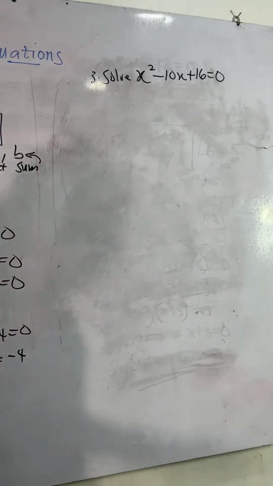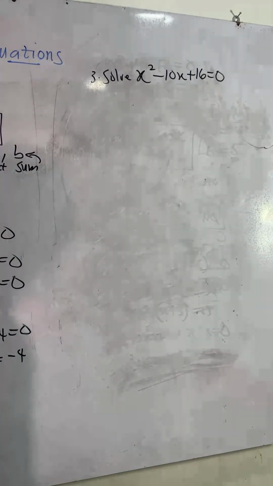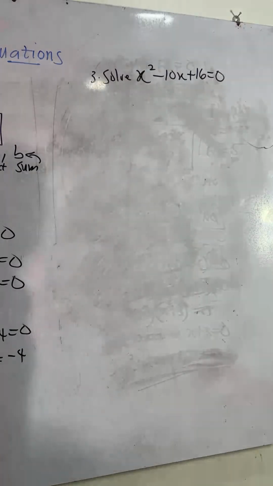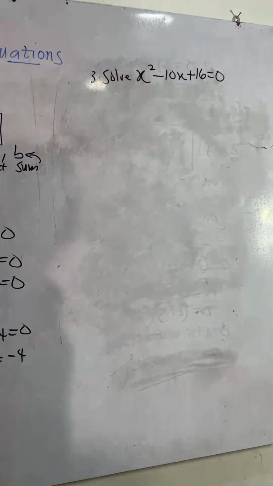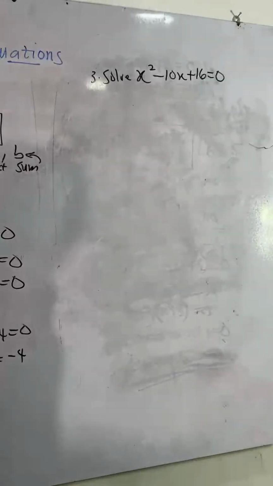Any answer? Anybody posted an answer? Okay, Wisdom Michael says 8 and 2. Big name battles, 8 and 2. Okay. Alright, one more answer. Let's proceed.